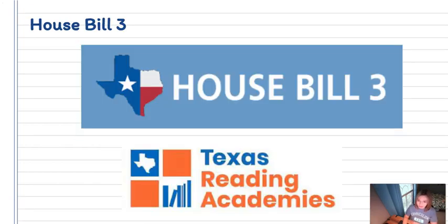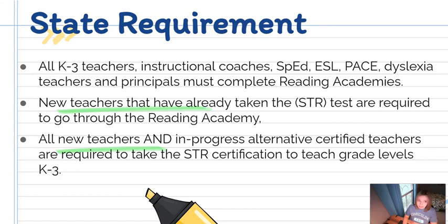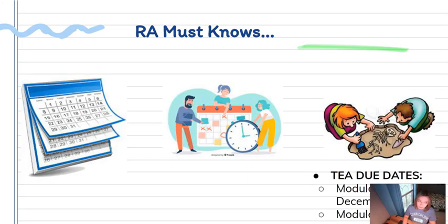So House Bill 3 basically lets us know that it's a state requirement for all K-3 teachers to take the Reading Academy course. This includes special ed, ESL, PACE, dyslexia teachers, as well as any SDR teacher that has passed the test, and anybody who's going through the alternative certification as well.